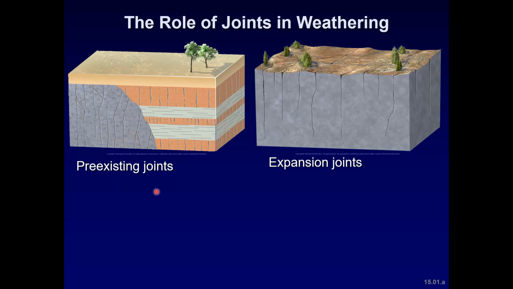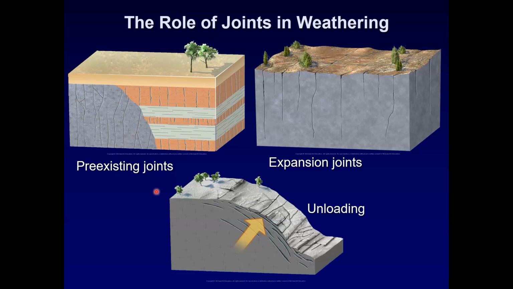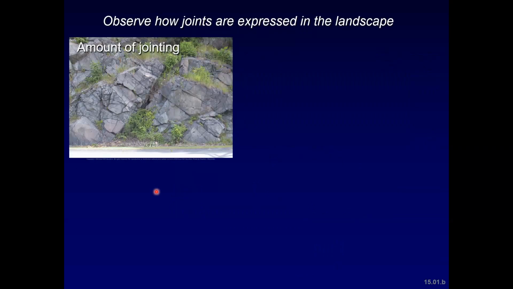Now, expansion joints form as pressure decreases when rock is brought up from depth, and then unloading can cause thin slabs to peel from rock. We call that exfoliation. You have a reduction in pressure, so there's unloading.